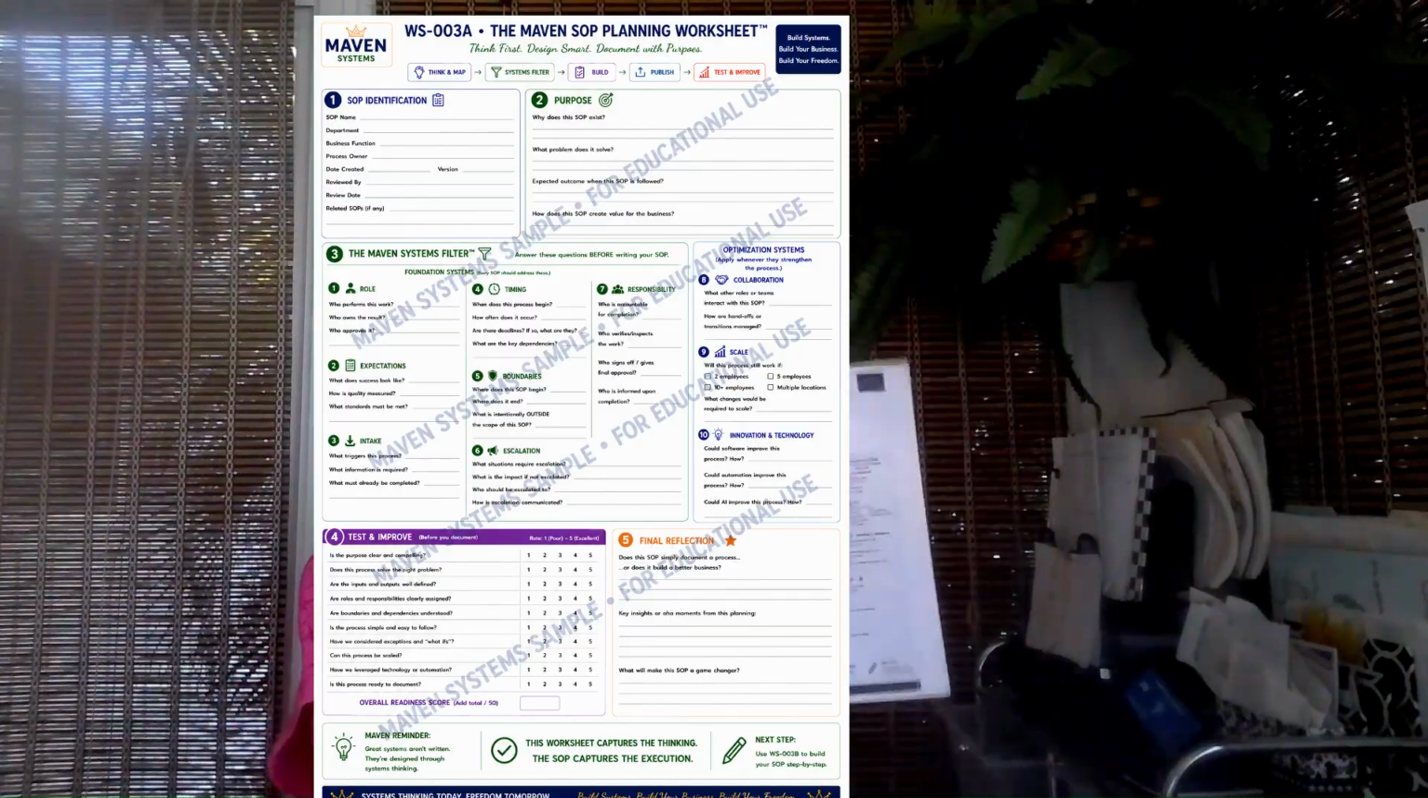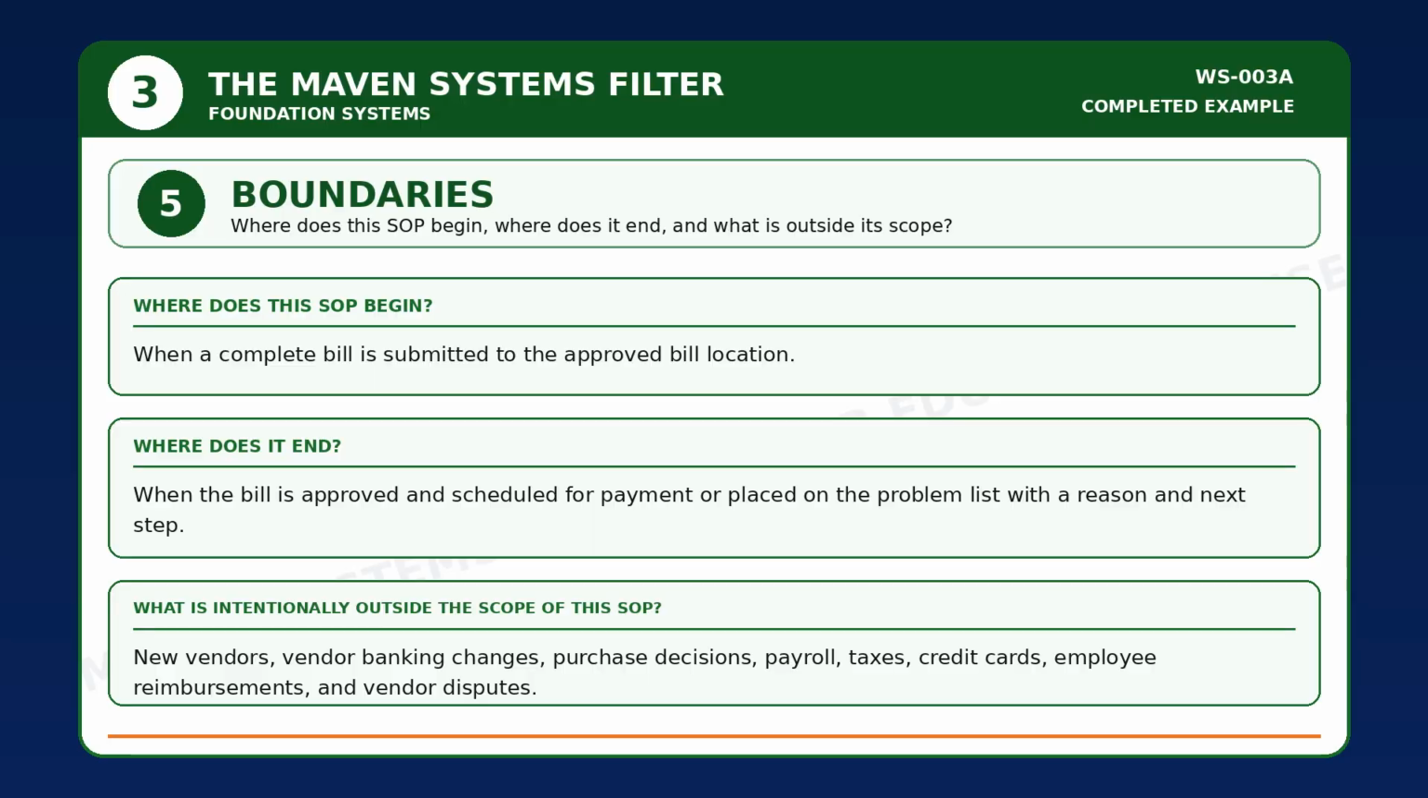So on our worksheet, where does this SOP begin? When a complete bill is sent to the approved location. When does it end? When the bill is approved and scheduled for payment or added to the problem list. What is outside this SOP? New vendors, new vendor banking changes, purchasing decisions, everything to do with payroll, taxes, credit cards, reimbursements, and vendor disputes. None of that is included. And these boundaries are to protect the business owner, and they also protect you as the Maven bookkeeper.